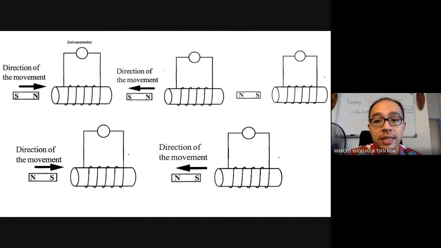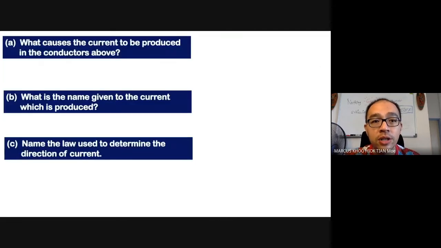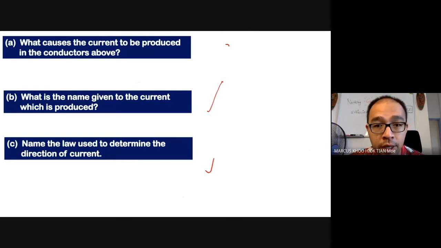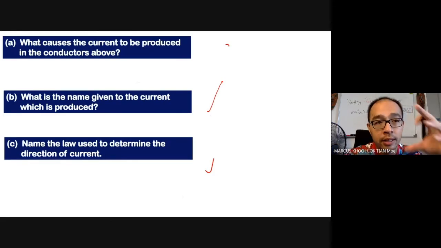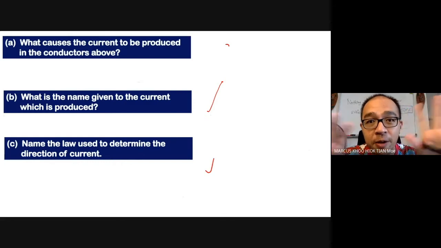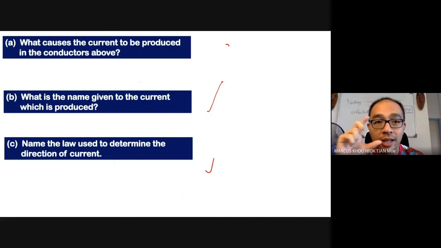And so what I want you to do for your homework today is this series of questions. This one, all 5 of these. This one indeed has no movement. Understand why. And then also answer these 3 questions. What causes the current to be produced? What is the name of the current? Name the law used to determine the direction of the current. This is your homework for today. Same thing as the last step, I'm not done with this lesson. We haven't finished yet. I need to continue a little bit more, but just to let you know that this is the homework that I want you to complete today.